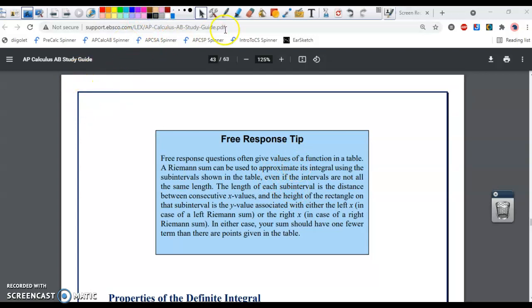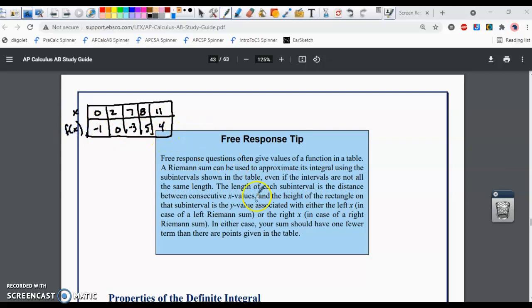So what they're trying to say here is if you have this table and you have some x values like 0, 2, 7, 8, 11, okay? And then you have whatever y values down here. And just make them up, like -1, 0, -3, 5, 4. Okay, so if these are your x's and these are your y's, then it depends on what kind of a Riemann sum they're asking you for.